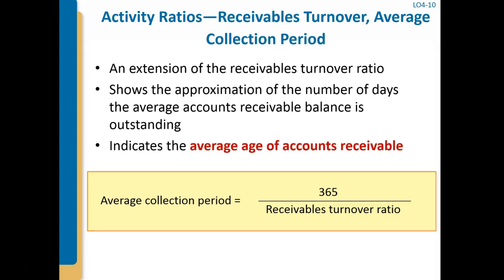A convenient extension is the average collection period. This measure is computed by simply dividing 365 days by the receivables turnover ratio. The result is an approximation of the number of days the average accounts receivable balance is outstanding. Monitoring the receivables turnover ratio and average collection period over time provides useful information about a company's future prospects.